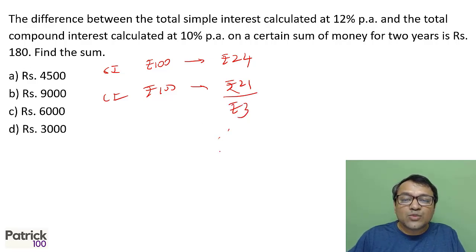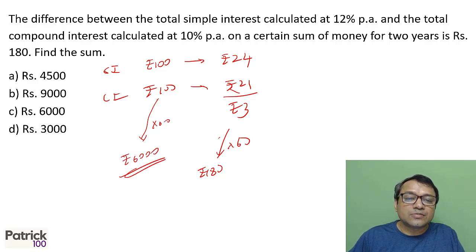But I want the difference as 180 rupees, which is 60 times. So this value will also be 60 times. So it will be 6,000. C option.